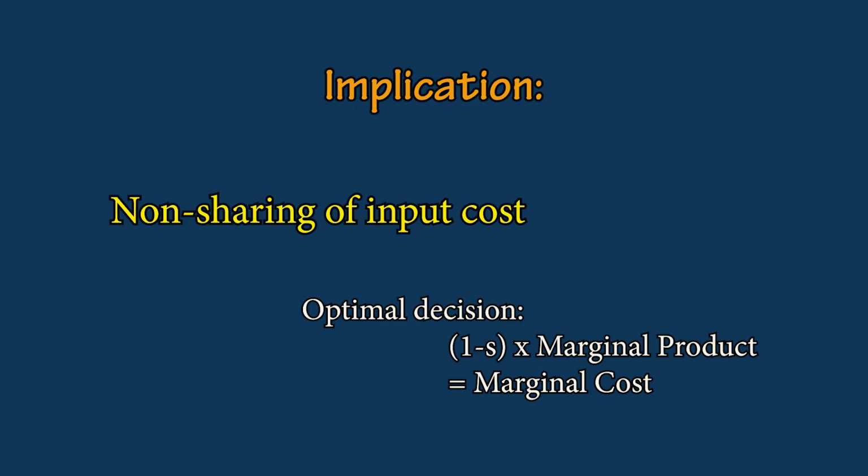Now, what will be its implication? To find its implication, let us consider two separate situations. The first situation is where there is no share of input cost on the part of the landowner. Now, if the landowner does not share any input cost, then the optimal decision for the sharecropper will be to produce up to the point where the effective marginal return to the sharecropper, which is actually (1 minus s) times the actual marginal product, is equal to the marginal cost.